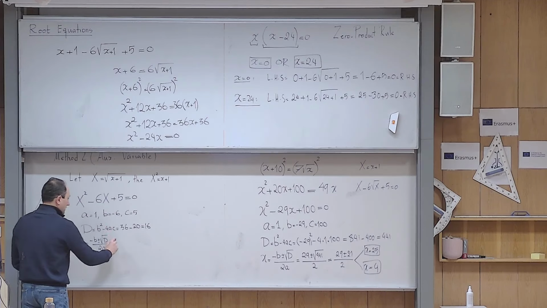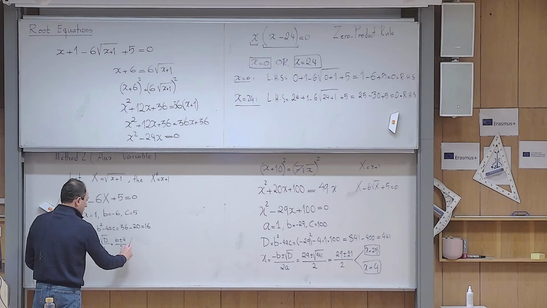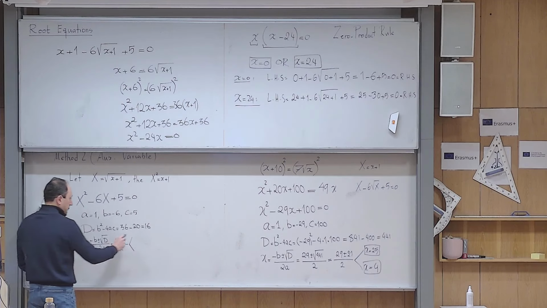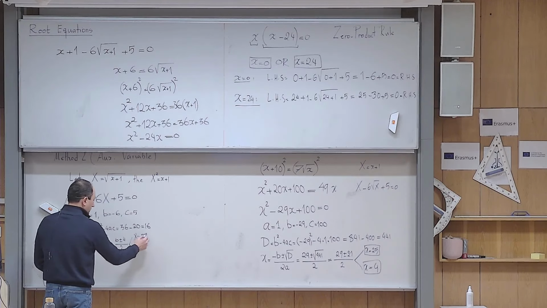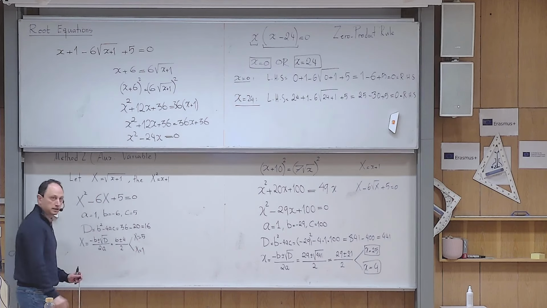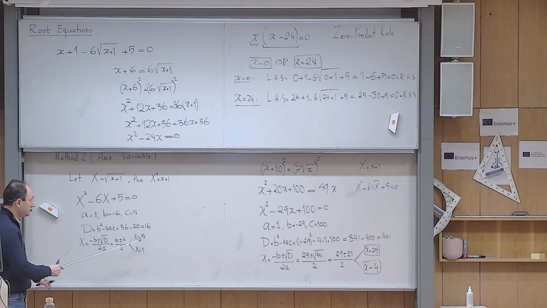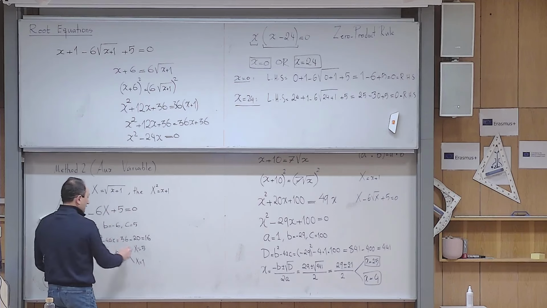So minus b becomes 6 plus or minus the square root of D, which is 4, divided by 2a, which is 2. So I have two answers for the capital X. The capital X is 6 plus 4, 10 divided by 2, 5. Or 6 minus 4, 2 divided by 2, 1. But be careful, these are capital X's. Okay? But I want to find the little x.